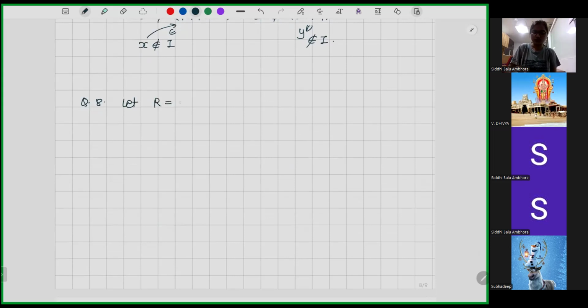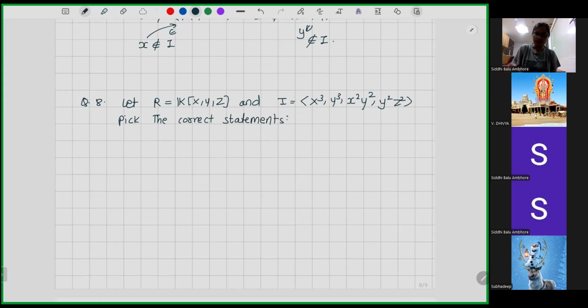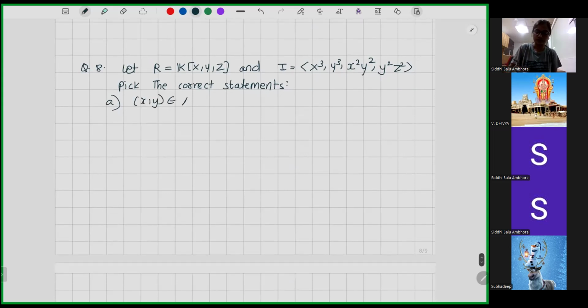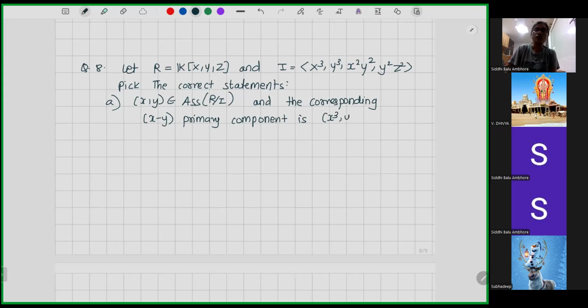Let R be equal to k[x,y,z], and again I is a monomial ideal (x³y³, x²y², y²z²). Okay, and we have to pick again the correct statements. So let me write them all first, then we will discuss. And meanwhile, whenever I write, please think of whether this statement is true or not. So they say that (x, y) is an associated prime of the quotient ring R/I, and the corresponding (x, y)-primary component is (x³y², x²y).